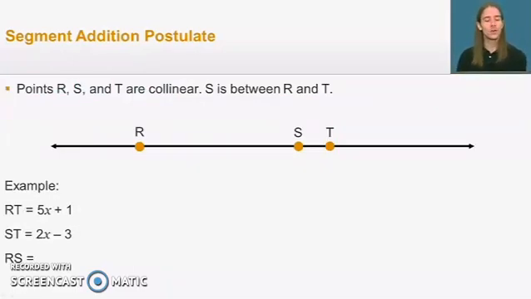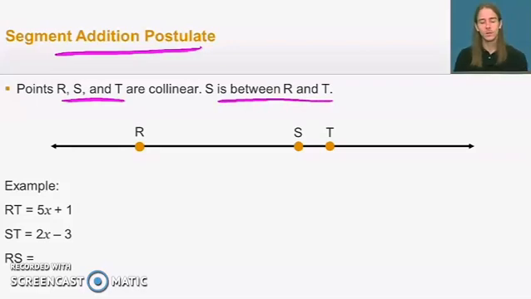We can use this postulate to answer some pretty interesting questions, and here's an example of one. It states that the points R, S, and T are collinear, so that means they're all on the same line, and S is between R and T. Well, that was the other part of the segment addition postulate. We're going to find the length of RS, but I want you to notice that RT and ST have lengths given in terms of expressions with an unknown variable.